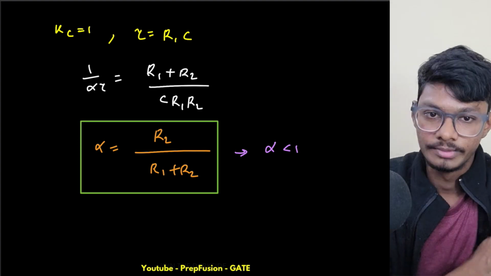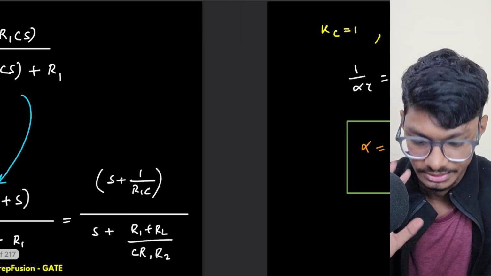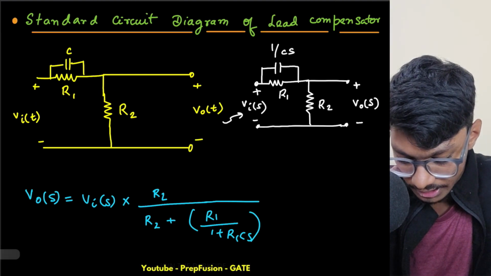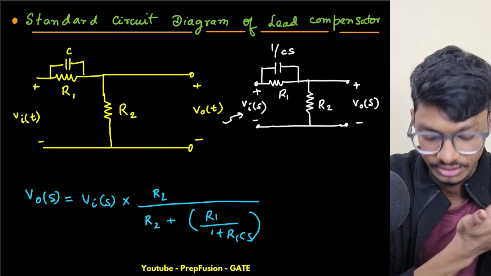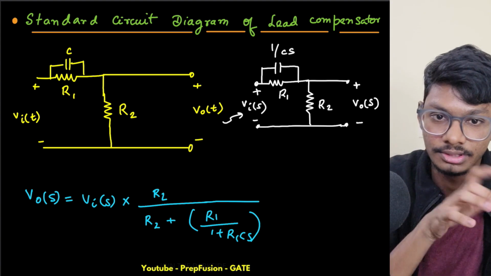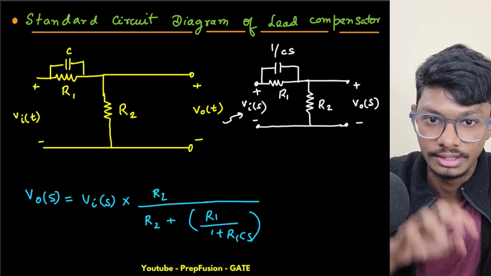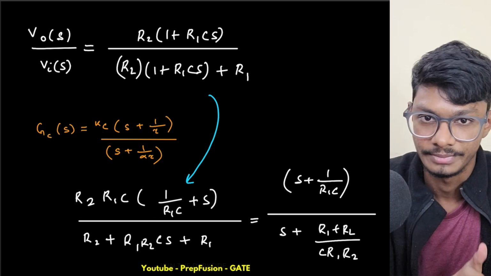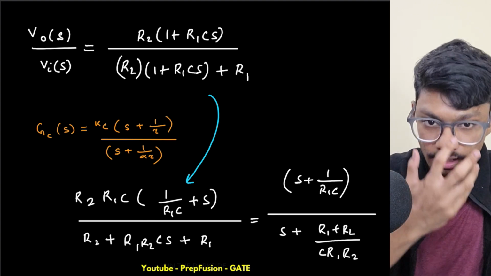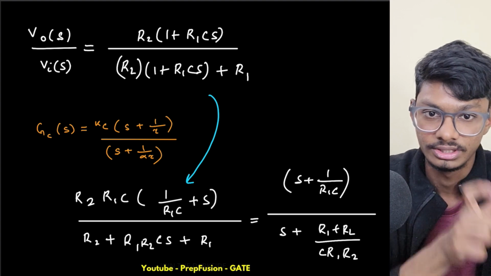So now how to remember this? If you want to remember this, the first thing is you have to identify whether this is a lead compensator or not. How you can identify, I will show you just within a minute. But how to remember the value of alpha? If this is a standard lead compensator circuit, then you can compare with the transfer function of the lead compensator, and also you know the standard formula for the maximum phase of a lead compensator. What is it?